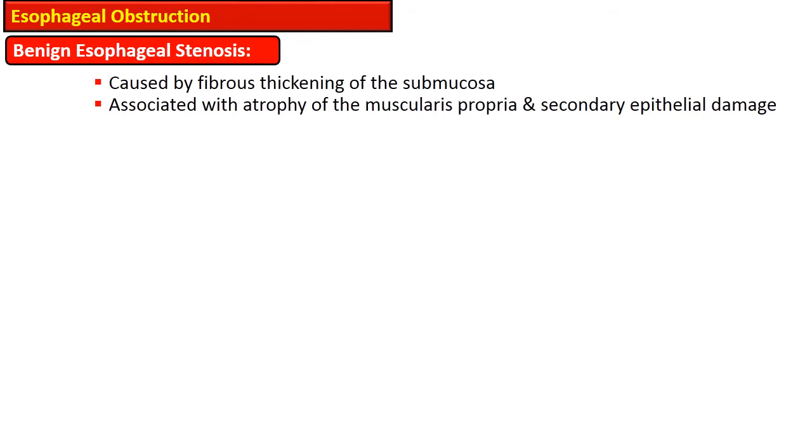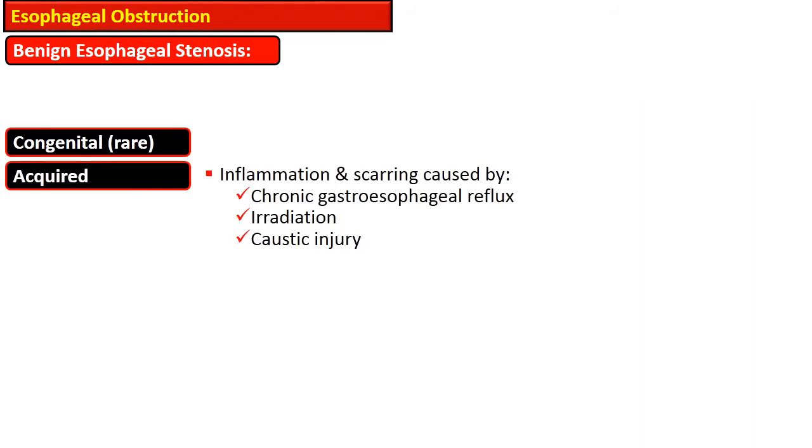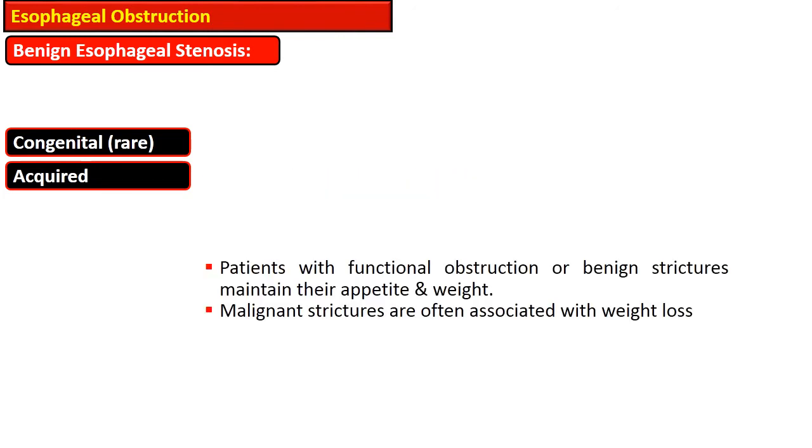Another entity in the esophageal obstruction is benign esophageal stenosis that is caused by the fibrous thickening of the submucosa and associated with the atrophy of the muscularis propria and secondary epithelial damage. They are congenital and acquired. The congenital variety is rare, while the acquired is due to inflammation and scarring that is caused by chronic gastroesophageal reflux, irradiation, and gastric injury. The patient with functional obstruction or benign stricture maintains their appetite and weight, while the malignant strictures are often associated with weight loss.